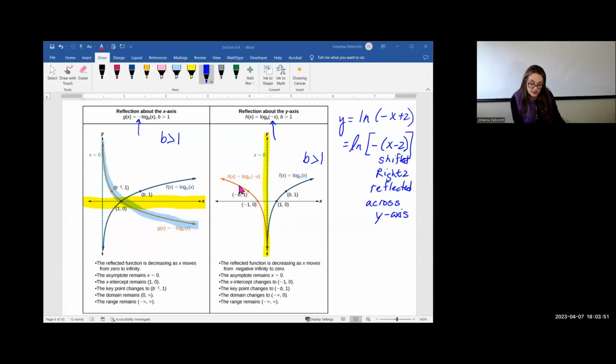When we reflect horizontally across the y-axis, the asymptote, again, does not change. It remains the y-axis, x equal to 0. But it does change the x-intercept from 1, 0 to negative 1, 0. And it changes that key point from b, 1 to negative b, 1. It's just making an imprint on the other side of the y-axis. Notice that it also changes the domain. So this is something that is very different and that we have not seen too often before. It changes the domain from 0 to infinity to negative infinity to 0.